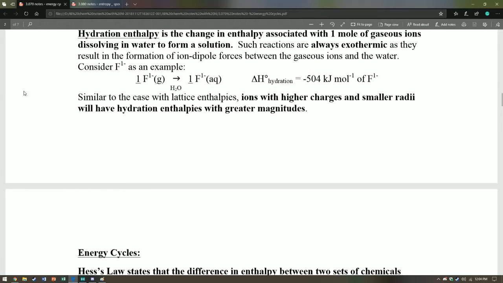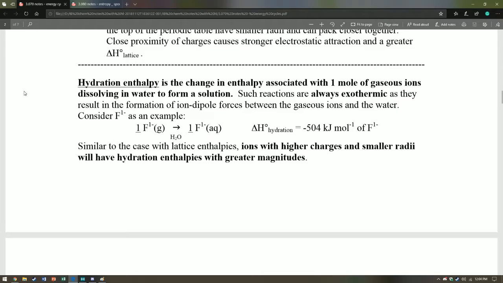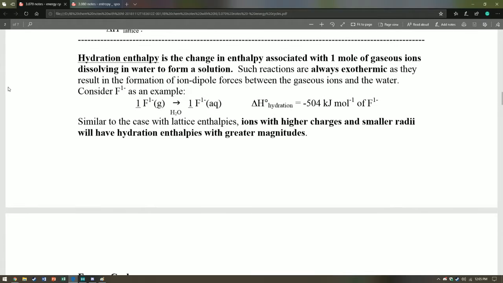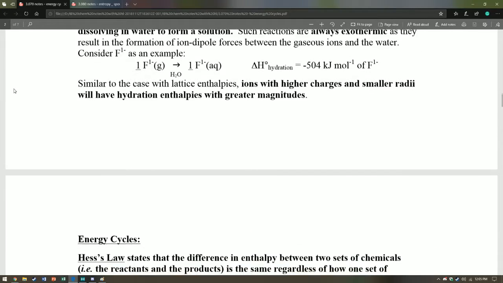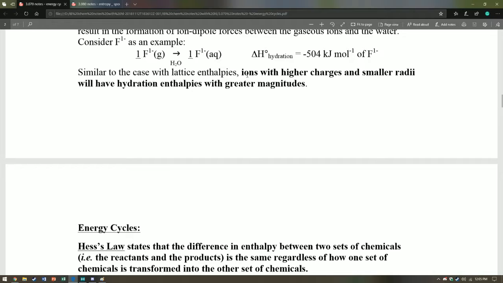The next one is hydration enthalpy, which is the change in enthalpy associated with 1 mole of gaseous ions dissolving in water to form a solution. Such reactions are always exothermic, as they result in the formation of ion-dipole forces between the gaseous ions and the water. There's also an extra bit to do with infinite dilution. I think hydration enthalpy is formally quoted as the enthalpy change associated with 1 mole of gaseous ions dissolving in water to infinite dilution. Similar to lattice enthalpies, the same trends apply.